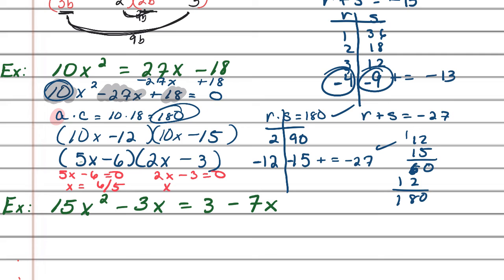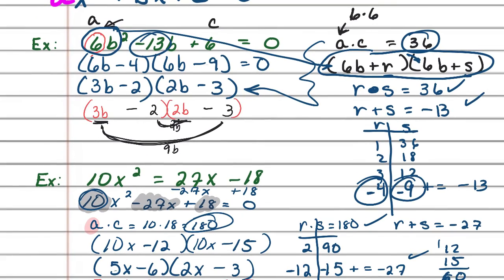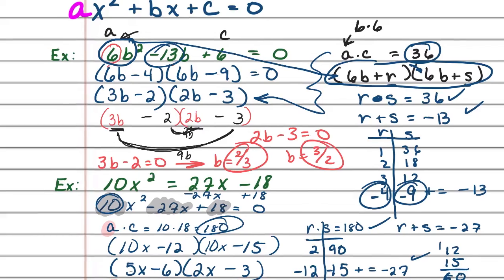Just set each factor equal to 0. In this case, I add 3 and divide by 2. Like I said, I didn't solve this one up here, so I would set 3b minus 2 equal to 0. That gives me b equals 2/3. And I'd set 2b minus 3 equal to 0. And that gives me b is 3/2. So that would be our solution for that one.